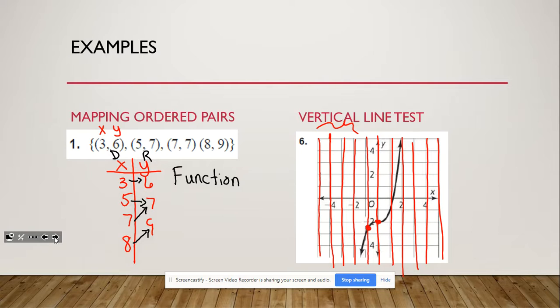This line hit the function once. This line hit the function once. This line hits the function once. And the rest to the right do not hit the function at all. Because all of those vertical lines only hit the drawing or graph once, this is a function. If it hit more than once, it's not a function.